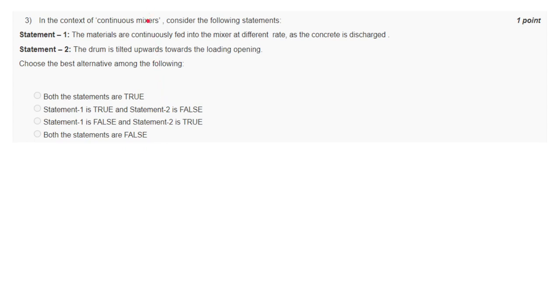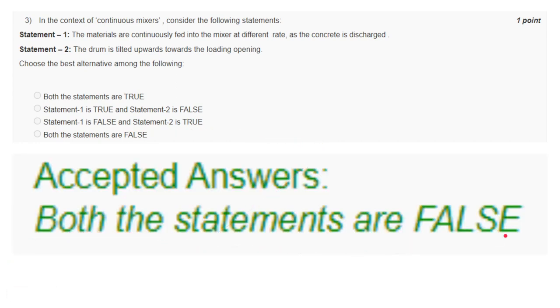So, in case of continuous mixers, if you remember, the materials are continuously fed into the mixer, that is true, but it is at the same constant rate, not at a different rate. So one is false. And if you go through the second statement, it is written that the drum is tilted upwards. That is wrong because a continuous mixer is a non-tilting mixer. That means it should be horizontal, not tilted upwards towards the loading opening. So 2 is also false. So both the statements are false, so the fourth option will be the correct one. As you can see, both the statements are false.